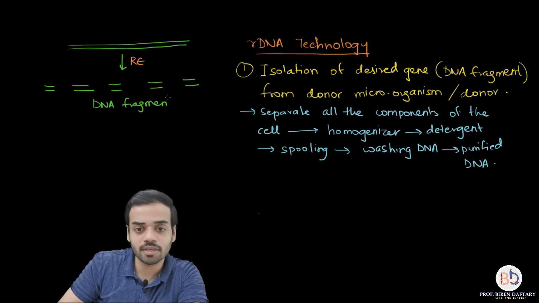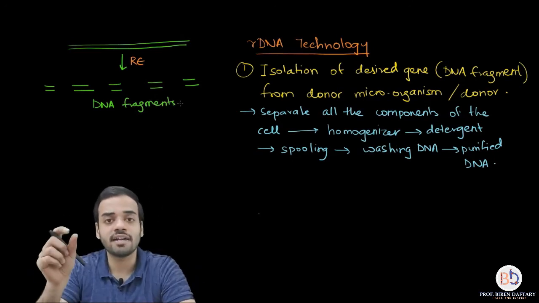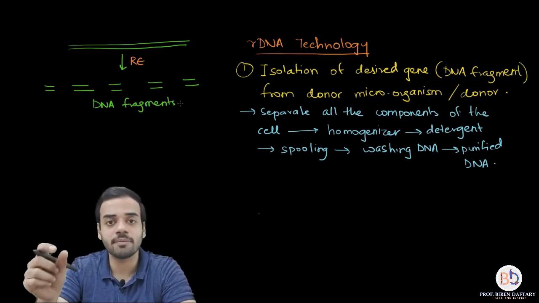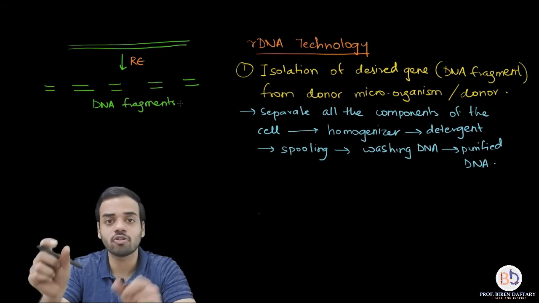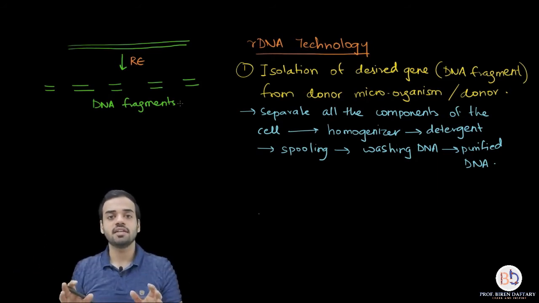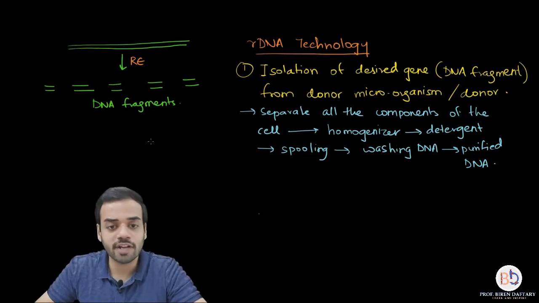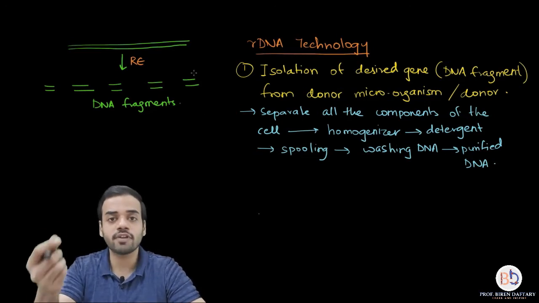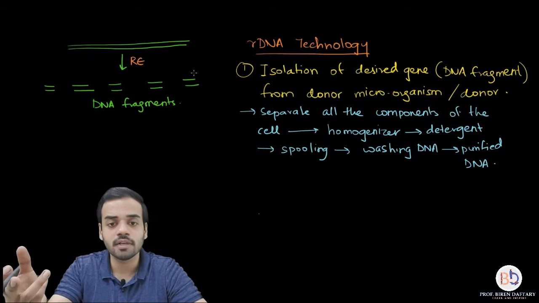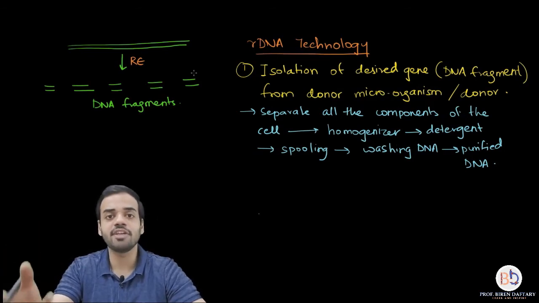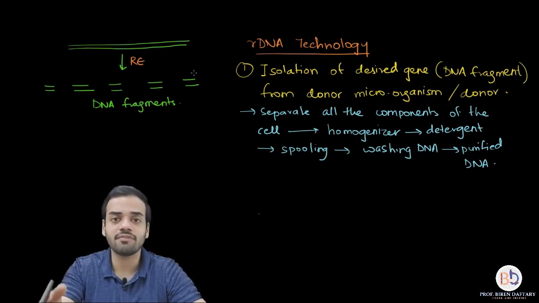And if you remember, this is also called RFLP, restriction fragment length polymorphism, because all the lengths are of different size. Now you are having these fragments over here. Now which fragment will you choose? Very simple, the fragment having your required gene, that fragment you will choose.